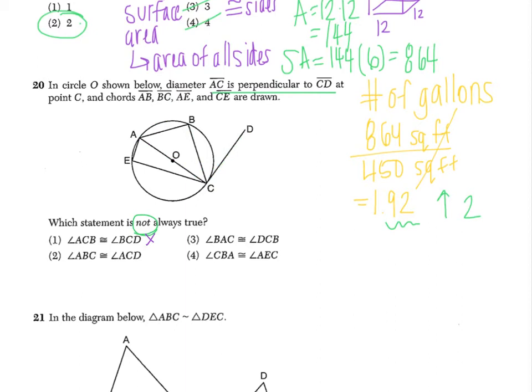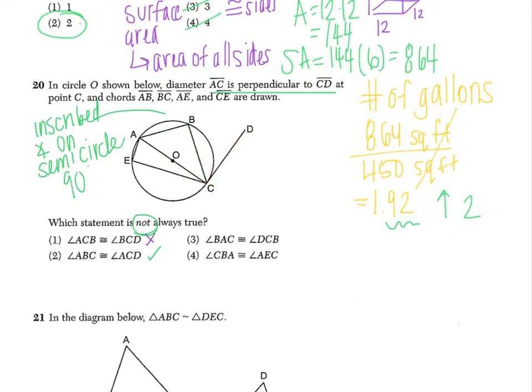Choice 2 says that angle ABC, this angle here, is supposed to be congruent to angle ACD. Now we know that ACD was a right angle. And we also actually know that angle ABC is a right angle as well, because ABC is an inscribed angle on a semicircle, which means that it's a 90-degree angle. So this is a true statement.